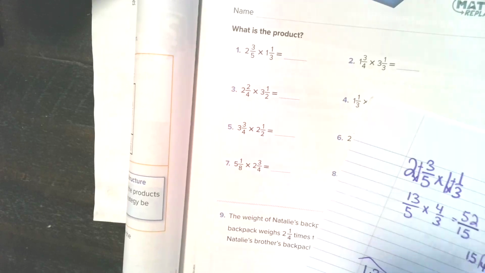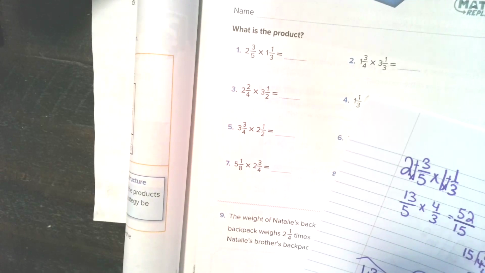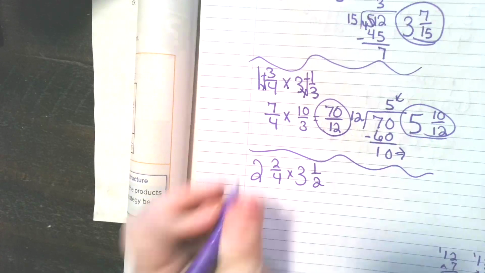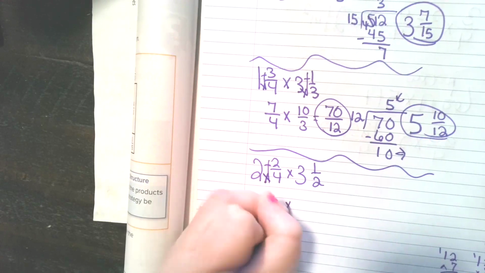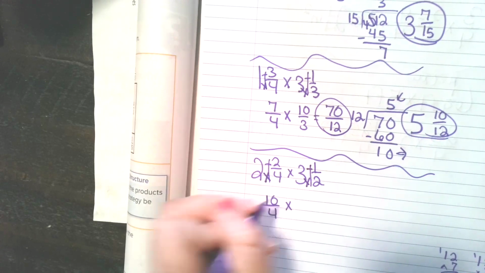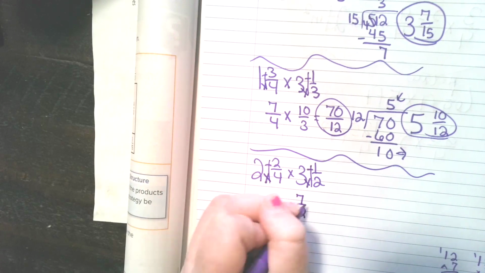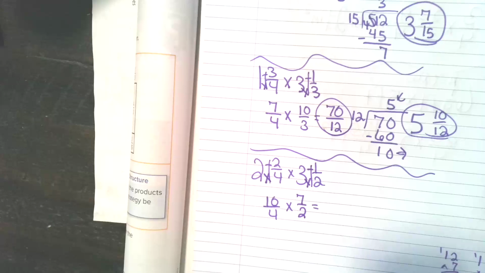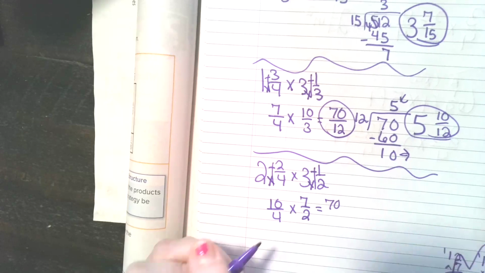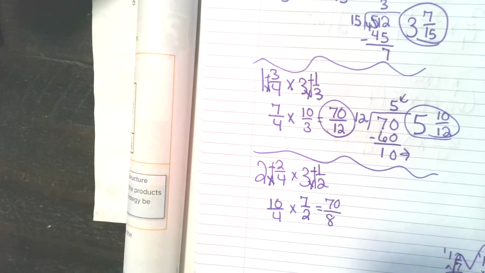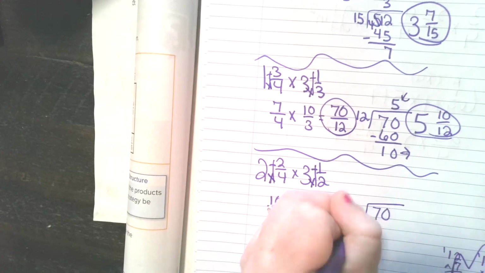All right, number 3, we have 2 2/4 times 3 1/2. 2 times 4 is 8. 8 plus 2 is 10 fourths, times 3 times 2 is 6. 6 plus 1 is 7 over 2. All right. So 10 times 7 is 70. 4 times 2 is 8. So I can leave it like this, or I can simply divide 70 by 8.